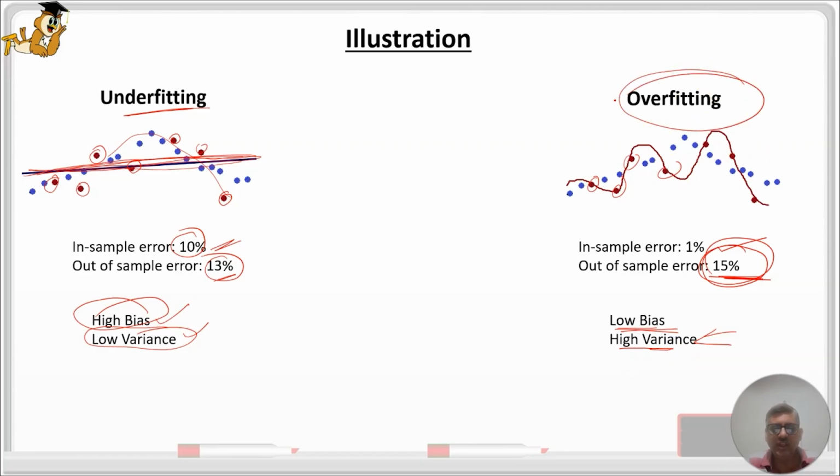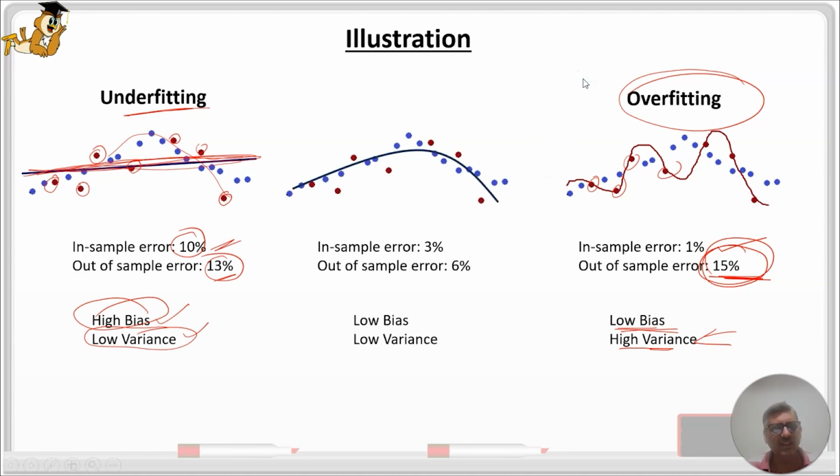So now visually you can see what underfitting and overfitting are, and how they are related to bias and variance respectively. You could also have something in the middle. Here we have passed a second order function through the training data, and this results in a low, you could say moderate, in-sample error and a moderately low out-of-sample error. This is an example of low bias and low variance.